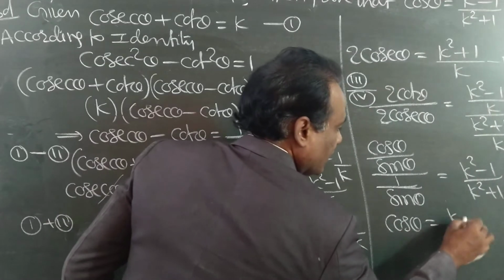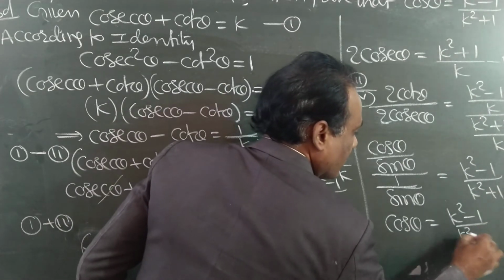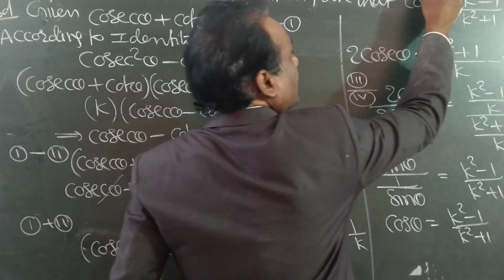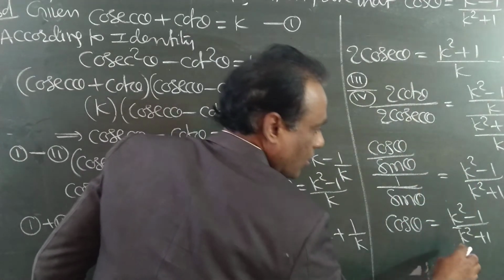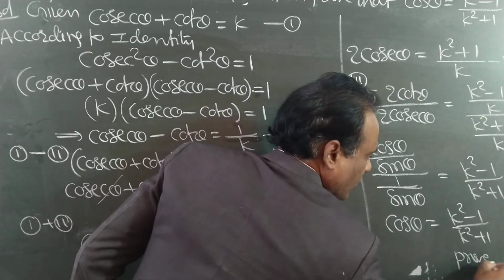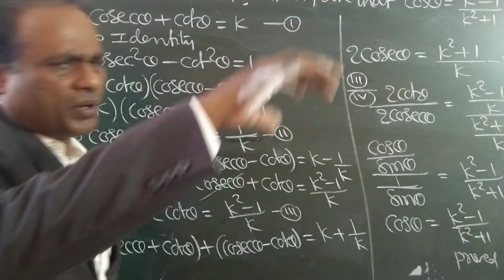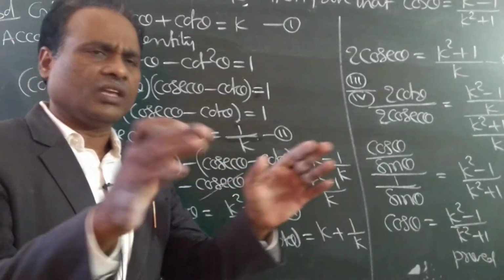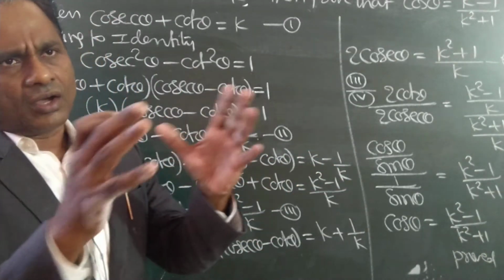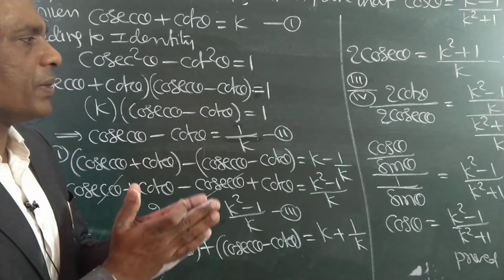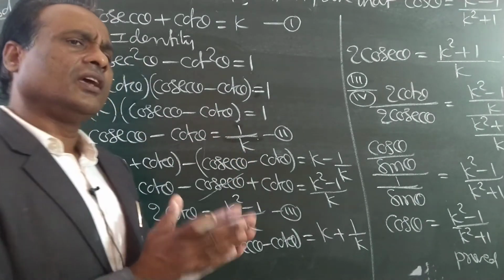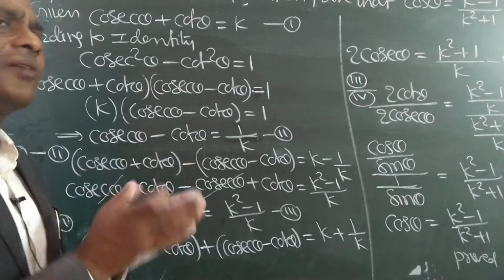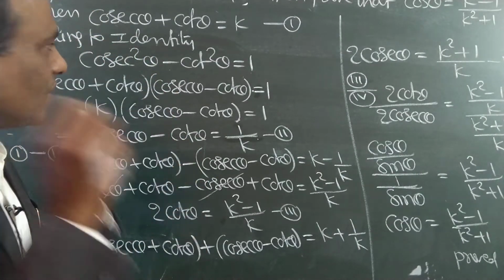Cos theta is equal to k square minus 1 by k square plus 1, which is the complete proof we got. So this is a somewhat difficult and lengthy problem in the overall exercise. This is the last problem and almost all problems we completed, but this is somewhat difficult. You have to get the idea, not difficult, but some ideas you have to get.